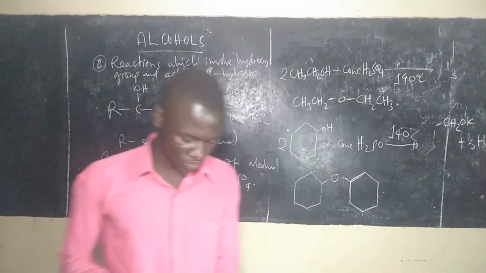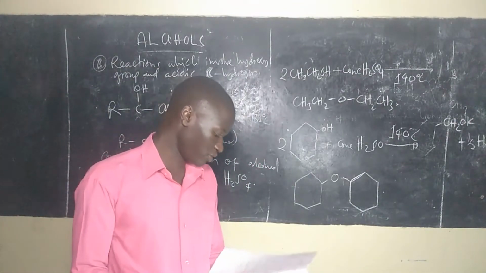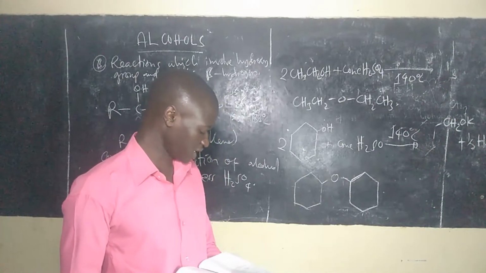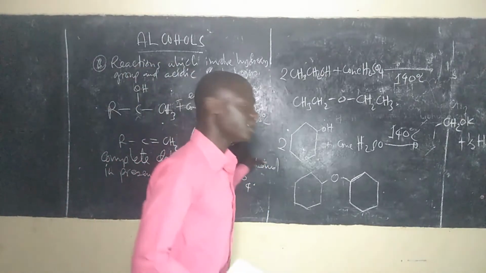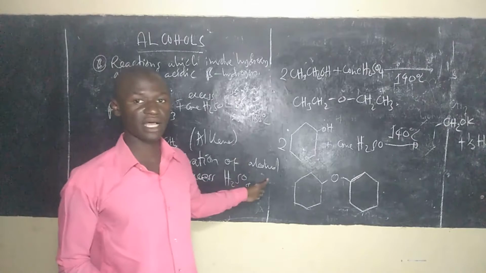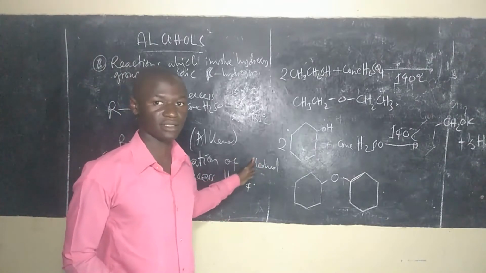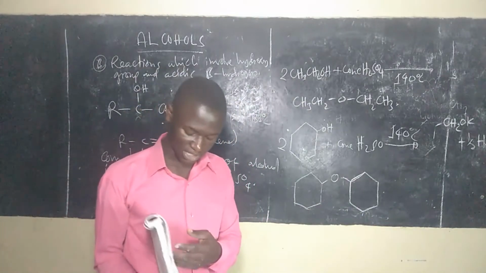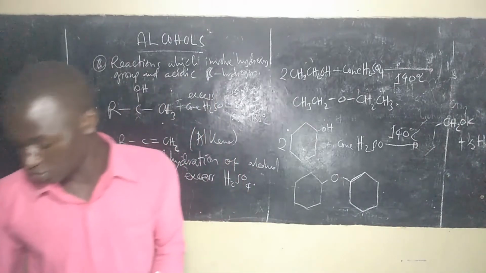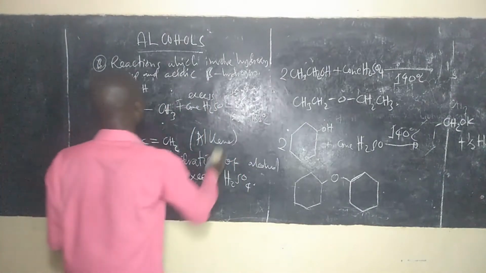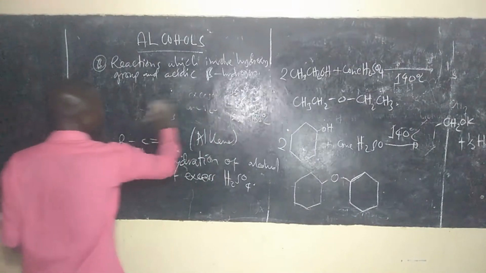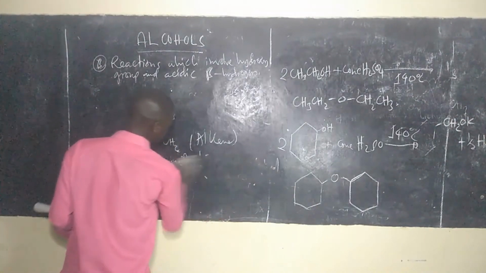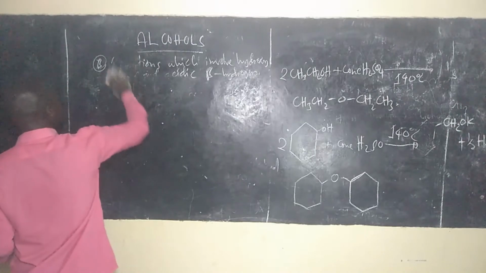Kwa hivyo ndivyo ambavyo vitu vinakuwa vinaenda hapo. Kwa hiyo hizi reaction lazima unajua. Temperature 170, excess acid inatengeneza alkene. Temperature 140, excess alcohol inatengeneza ester. From there twende kwenye group ya tatu ya reaction. Hii reaction za group ya pili ndio hizo hapo. Twende kwenye group ya tatu ya hizi reactions za organic compound.